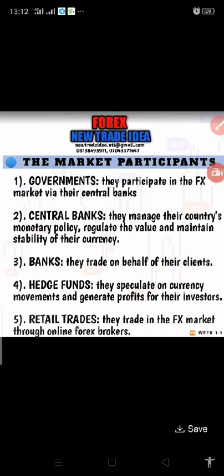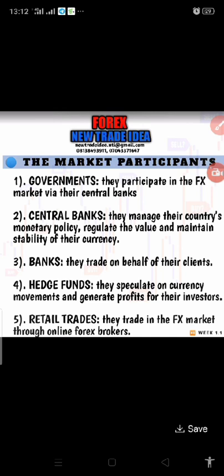And then we have the banks, like the commercial banks. They trade on behalf of their clients. They also partake in the forex trading business. And then we have the hedge funds. They speculate on currency movements and generate profit for their investors.